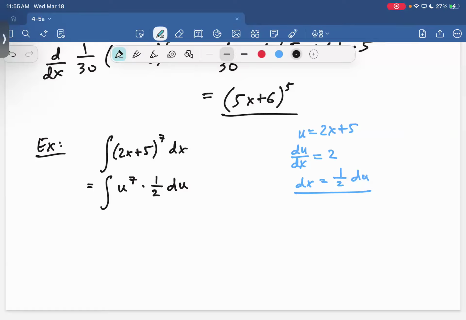Double check my answer for number one. You need to re-plug in X, right? The final answer should be in terms of X.